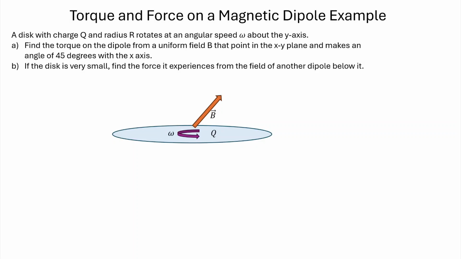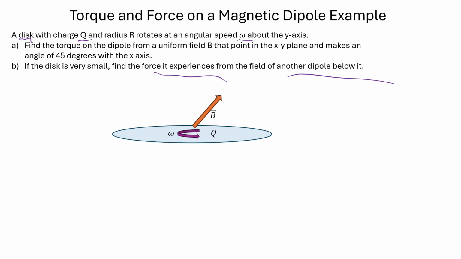Okay, this is an example of torque and force on a magnetic dipole. A couple of twists here. Instead of just giving you a loop, I'm giving you a disk with charge Q that rotates. And then the other thing we'll do is look at the force it experiences from the field of another dipole. That basically means a non-uniform field.